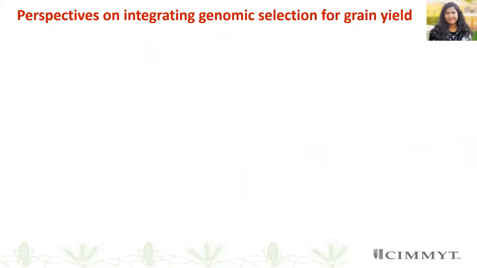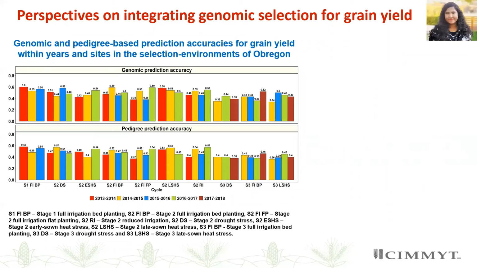And the last 2 things I'm going to talk about today are the perspectives of integrating genomic selection for grain yield. The first thing here is about the grain yield prediction accuracies in Oregon.